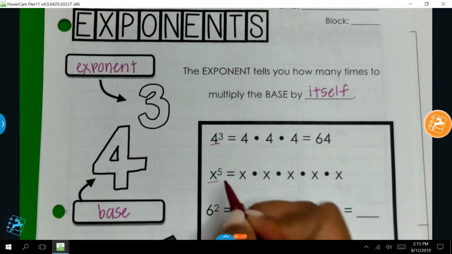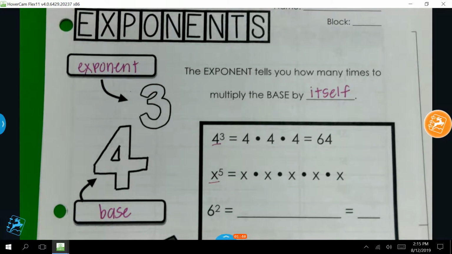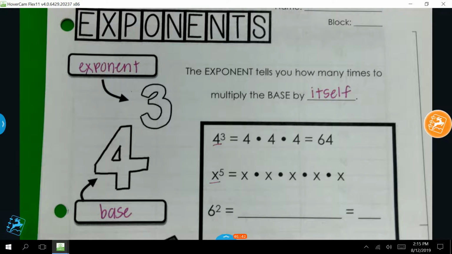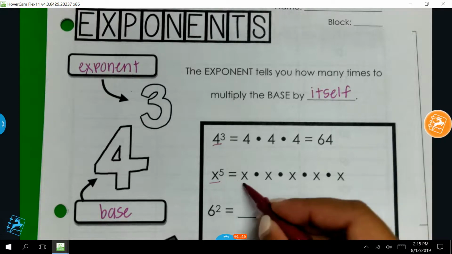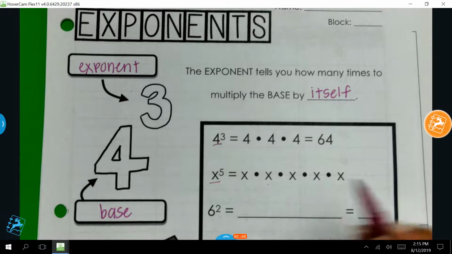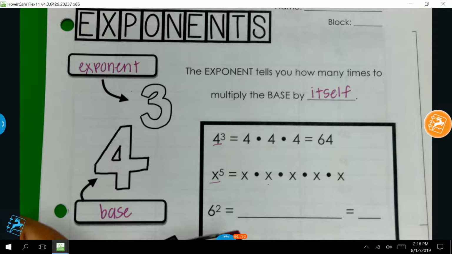Same goes for when I have a variable. So in this case, I have the variable x. I have it raised to the 5th power, so that means I'm going to multiply that x 5 times. Okay. And because I don't know what number that variable stands for, I can't simplify it any further. That's all I can do.